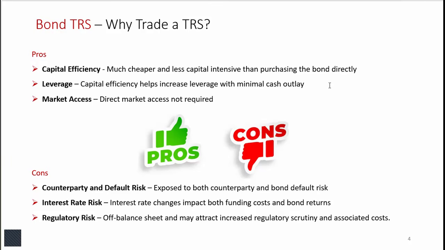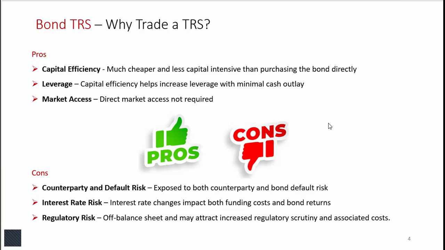So perhaps 10% initial margin, or 25% initial margin, instead of putting down all of my capital. Say I'm purchasing $10 million worth of bonds, I might only need to put a fraction of that notional down as initial margin. Perhaps 10% of 10 million, I'd be putting down $1 million instead of $10 million.